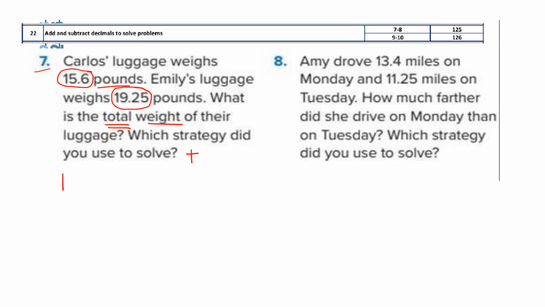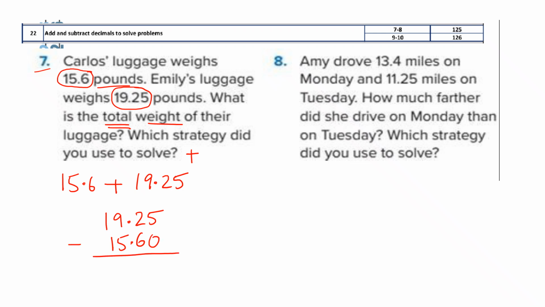So we have to do 15.6 plus 19.25. Remember, whenever you are doing addition of decimals, it is good to use the place value and put them vertically together. So first put the bigger one, 19.25, on the top, and below I'm putting 15.6. Now I will put the ones place with ones, tens with tens, and similarly tenths with tenths. And here if you see there is no number, so I can put 0 and then I do the addition.